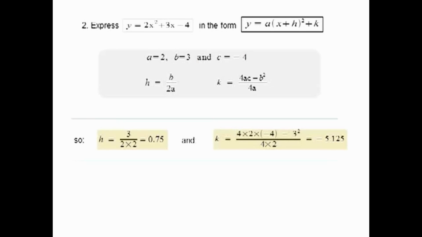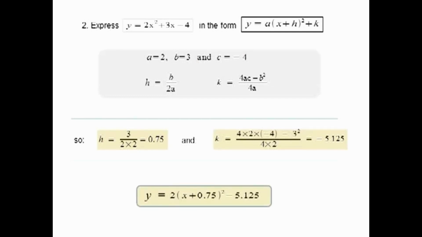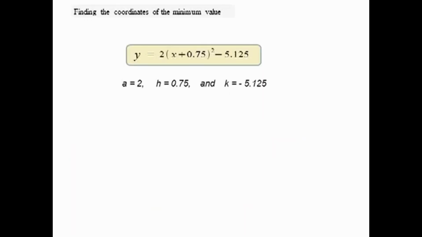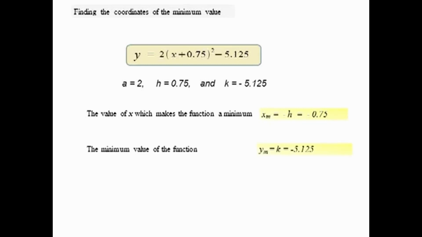In any event, we apply the formulas directly to get h is equal to 0.75 and k is equal to minus 5.125, giving our function in its new form y is equal to 2 into x plus 0.75 all squared minus 5.125. Now, once you have your function in its new form, you can find quite easily the coordinates of the minimum for that function. As stated earlier, the value of x which makes a function a minimum, which we denote as xm, is when x takes on the value of minus h, and therefore xm is equal to minus 0.75, and correspondingly the minimum value of that function ym is equal to k, or minus 5.125.